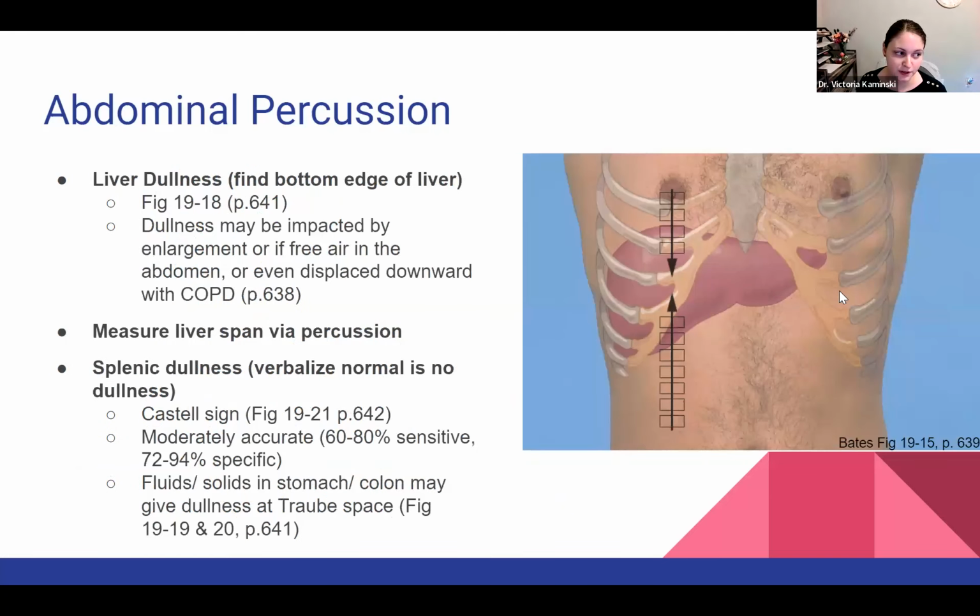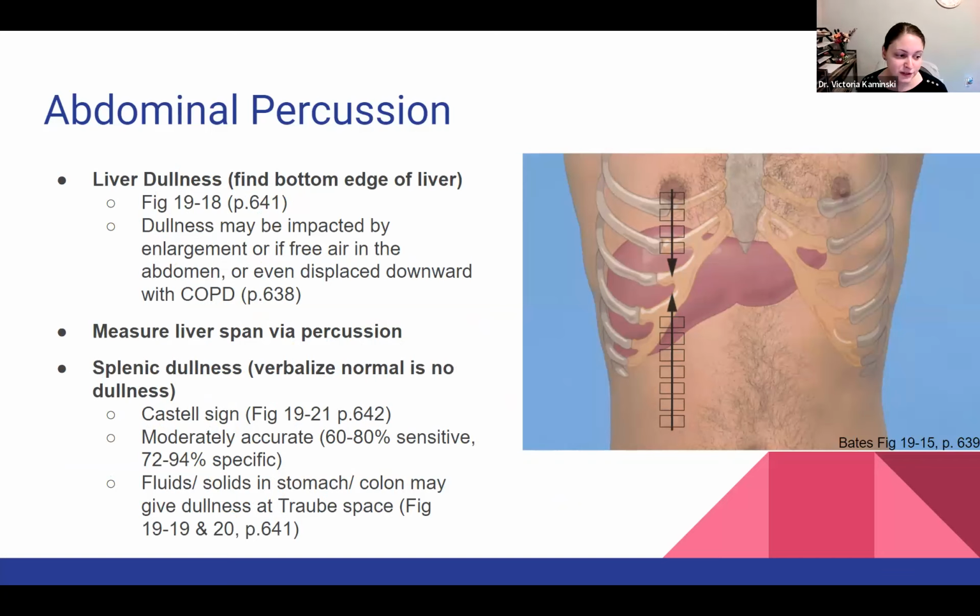Again, with abdominal percussion, you're going to want to test the liver. So in figure 19-18 in your book, you're going to find the bottom edge of the liver. So dullness may be impacted by enlargement, or if there's free air in the abdomen, or even if it's displaced downward with chronic COPD. Measuring the liver span is also part of your rubric. So please make sure that you are identifying that, reviewing your Bates book.